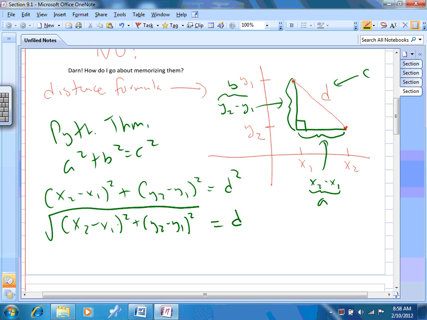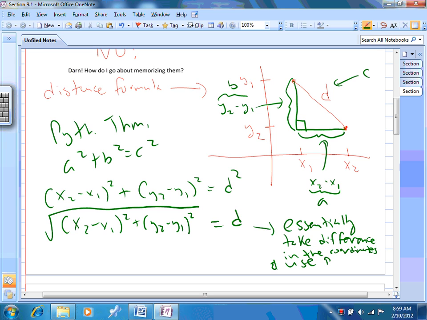So essentially all it is, is take the difference in the coordinates and use Pythagorean theorem. That's essentially all we're doing.